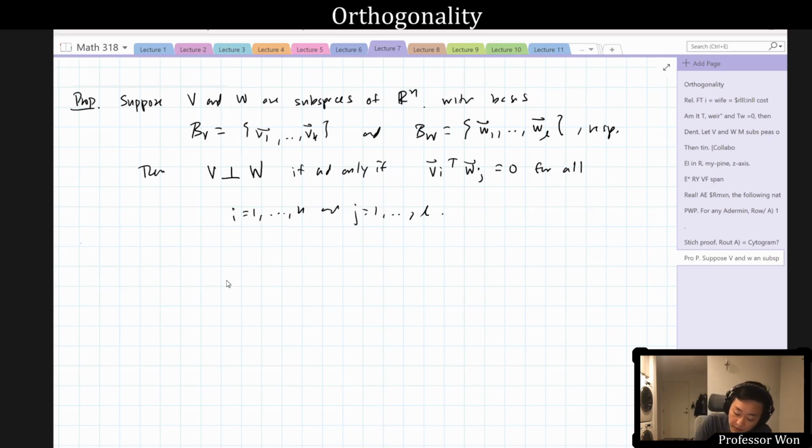Okay, so here's the proof. This is an if and only if statement. In other words, it says if V is orthogonal to W, then all pairs of basis elements will be orthogonal. And if all the pairs of basis elements are orthogonal, then the subspaces are orthogonal. The most classic way to prove an if and only if is to prove one direction, then prove the other direction. Okay, so let's do that.